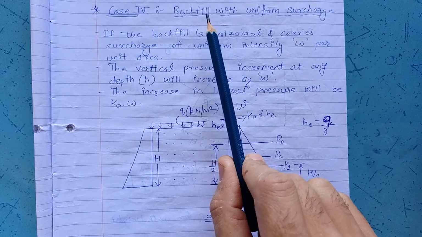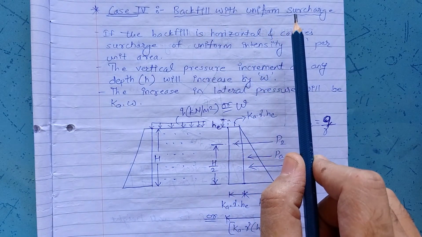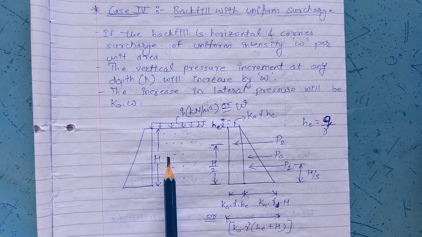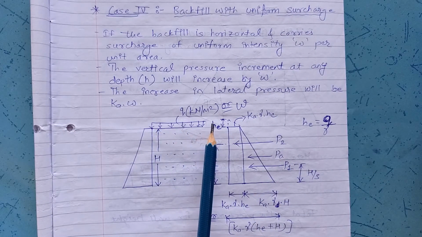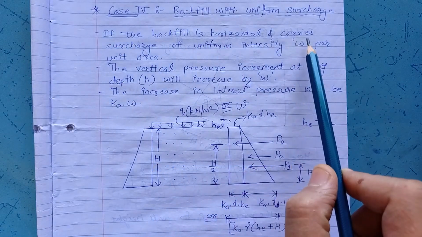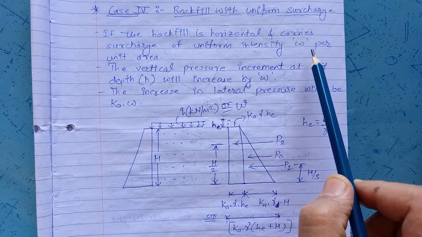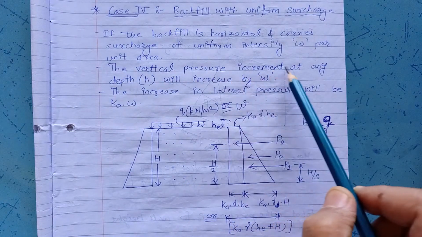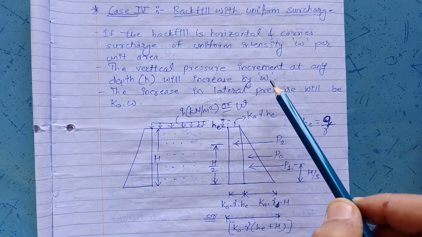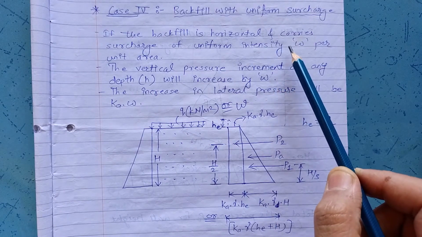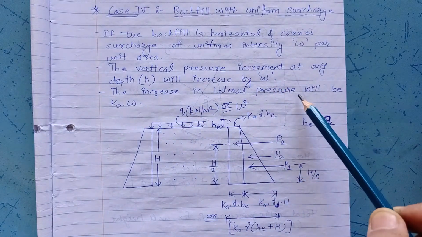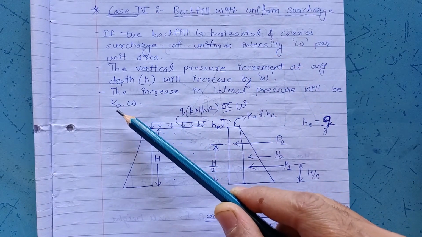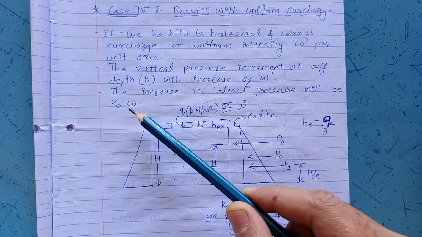Case number 4, backfill with uniform surcharge, means where backfill is provided and a UDL surcharge is provided. If the backfill is horizontal and carries a surcharge of uniform intensity W unit per area, the vertical pressure at any depth H will increase by W, that is the intensity of the UDL. The increase in lateral pressure will be Ka into W, where Ka is the active earth pressure coefficient and W is the intensity.